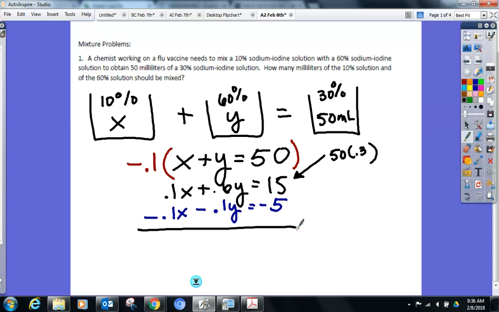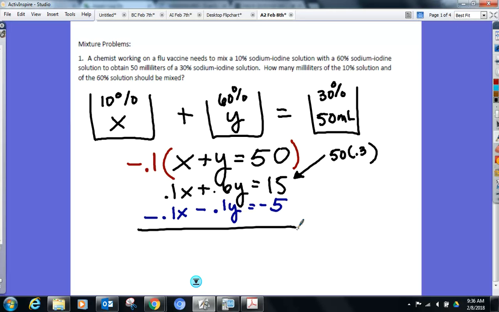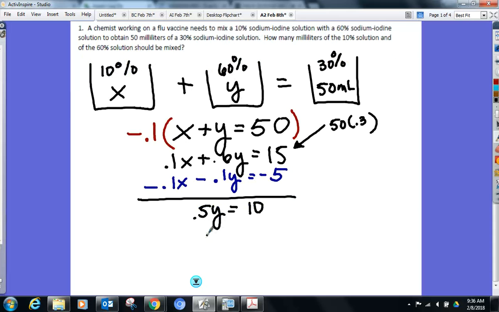What happens with your x's? They're gone. That was our goal. 0.6 minus 0.1 is 0.5y equals 10. And y will be equal to, go to the calculators, 10 divided by 0.5, 20. So what's that telling me? How much of the 60% solution do I need? 20 milliliters, yep. I need 20 milliliters of the 60% solution.